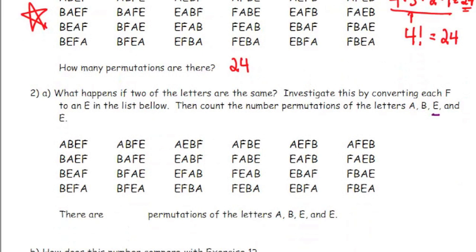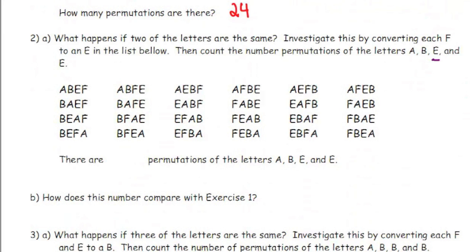Now, let's throw a monkey wrench into this idea. And let's change all of those F's into E's. So now, in example 2, we are going to have the letters A, B, E, and then another E. And we have to come up with all the different permutations for this. Well, what happens here? Instead of all these F's that we have down here, now we are going to have E's. And if I change all these F's into E's very quickly, what you should start to notice is we start to get some repeats.